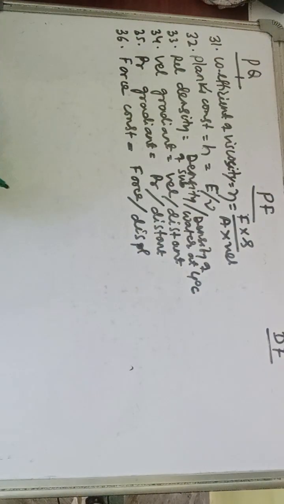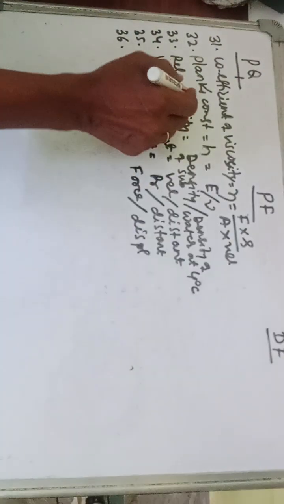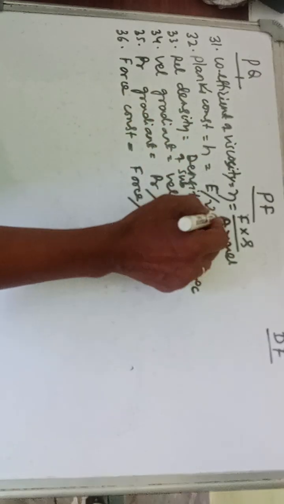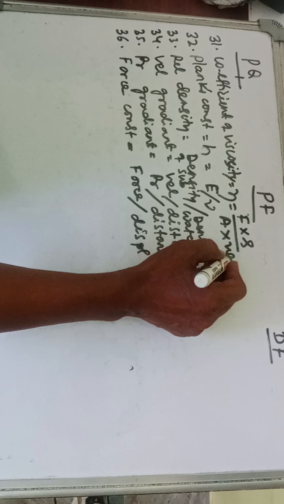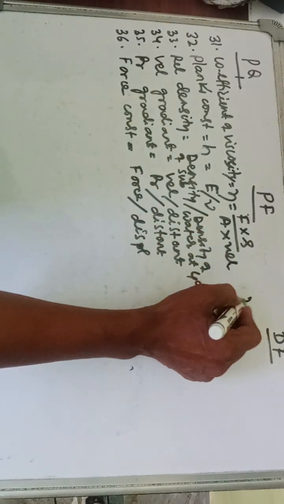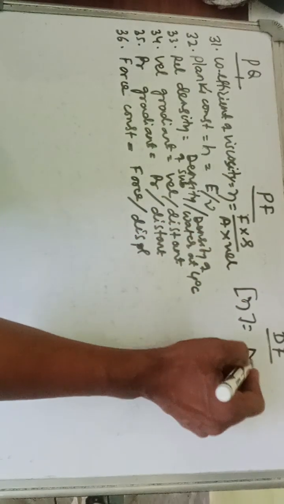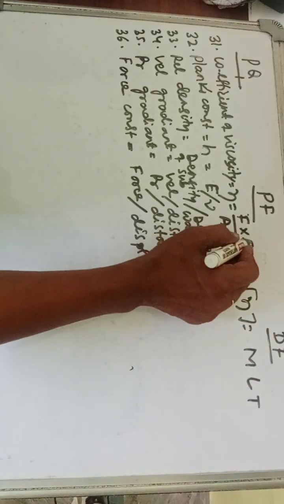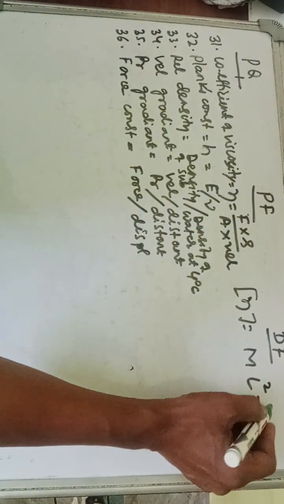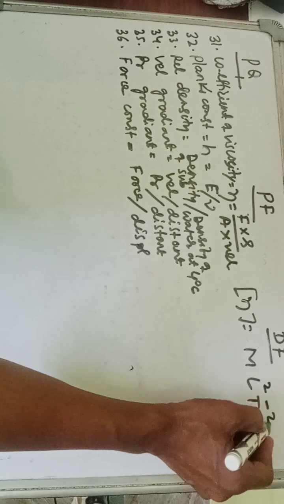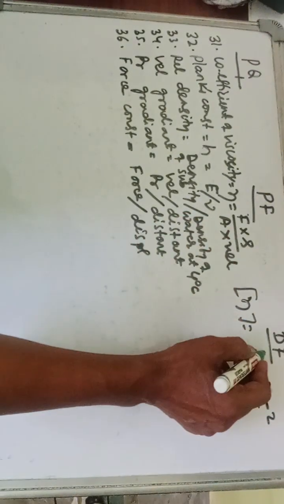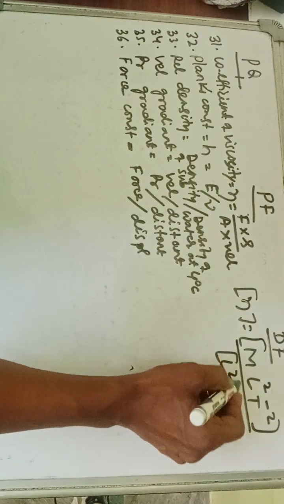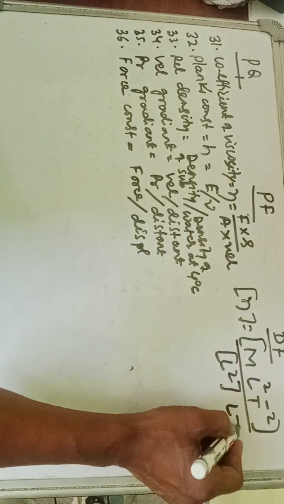Now we have some other physical quantities. Coefficient of viscosity is force into distance by area into velocity. Then we will have MLT^-2, again it is L^2 T^-2, divided by L^2, and velocity is LT^-1.